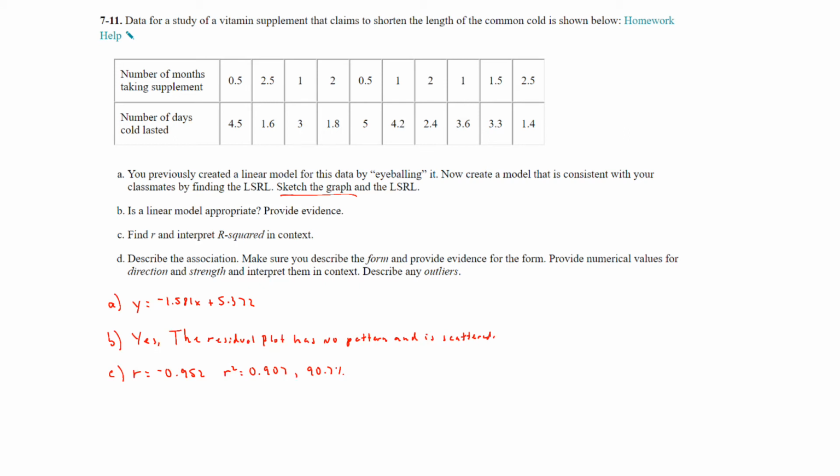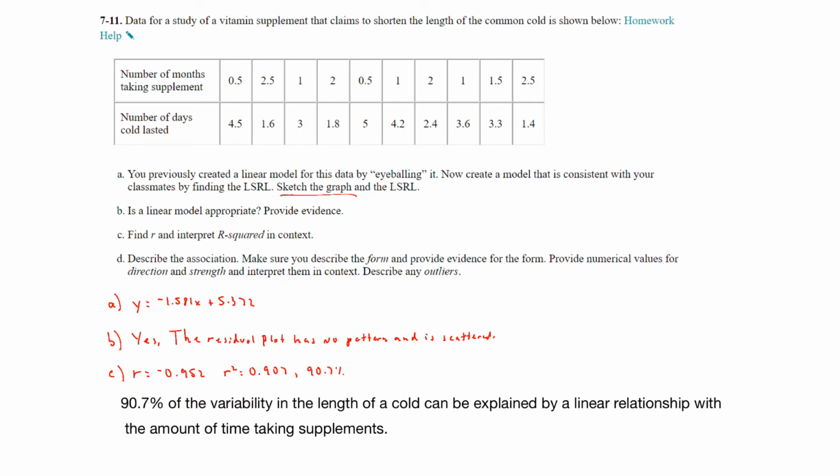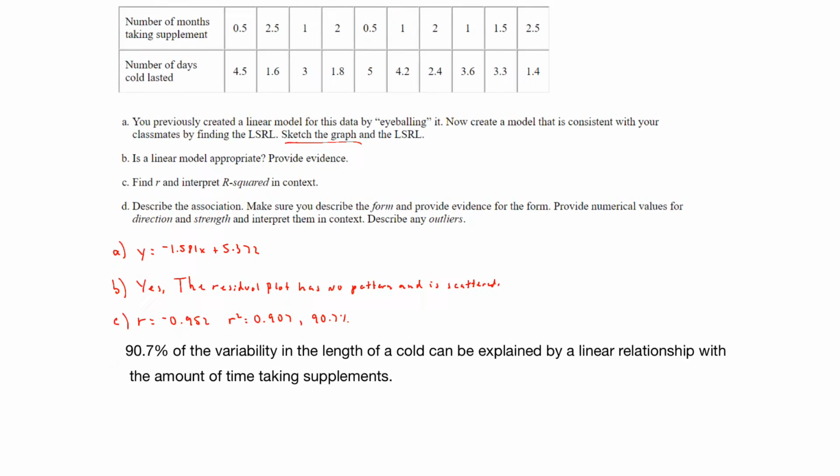And so remember, when you are interpreting the R squared, we're looking at the variability. And so the statement: 90.7% of the variability in the length of the cold, which is your dependent variable, can be explained by a linear relationship with the amount of time taking supplements.